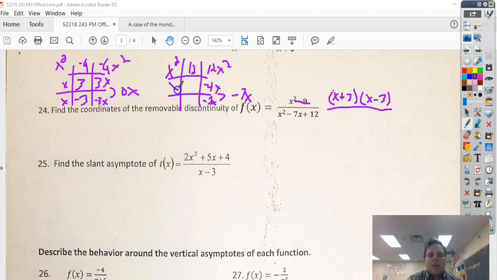That's right, they have an x. X squared and negative 3x have what in common? That's right, they have an x. X times what is negative 4x? Negative 4. X times what is negative 3x? Negative 3. Go across, go across. So we get x minus 4, x minus 3.